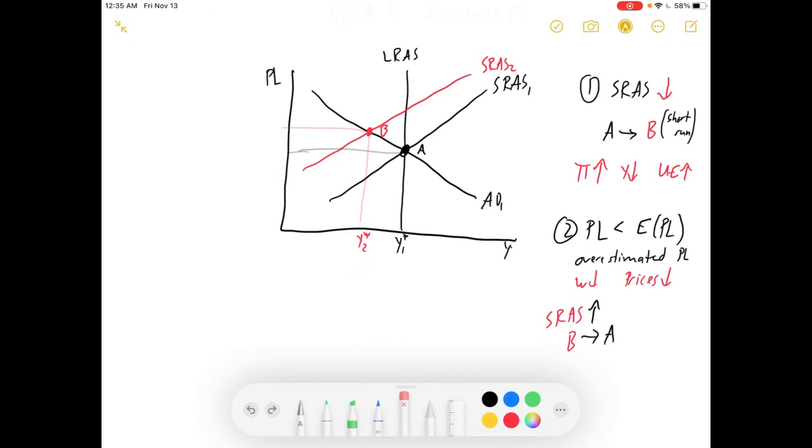Aggregate supply 3 will look like short run aggregate supply 1. That's our transition to the long run. If you move the supply curve, it'll just move back. And so we wind up back where we started.